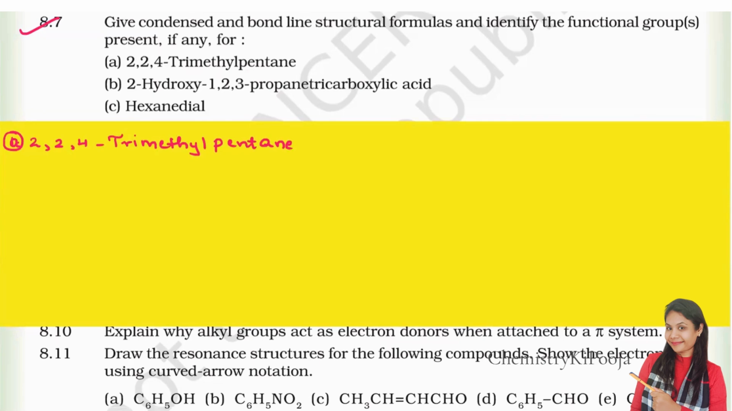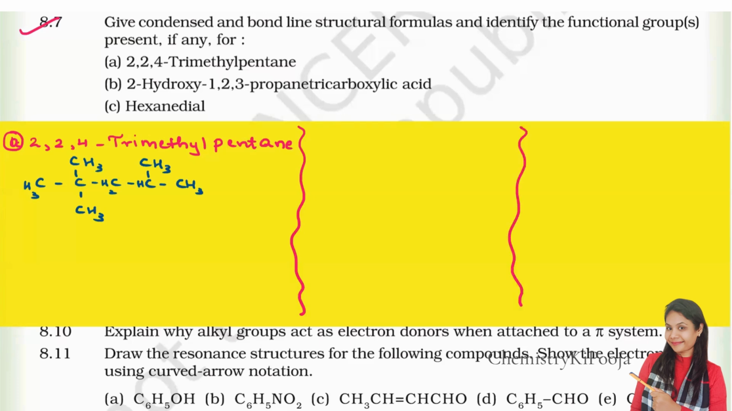Now we need to write down the condensed formula. In order to write down the condensed formula, let us first write down the structural formula. Pentane means 1, 2, 3, 4, 5. Then on the second position, we have a CH3 group 2 times. Then on the fourth position, a CH3 group. Balance it with hydrogen. This is CH2. This is CH. This is CH3. Clear? So this is the first question.